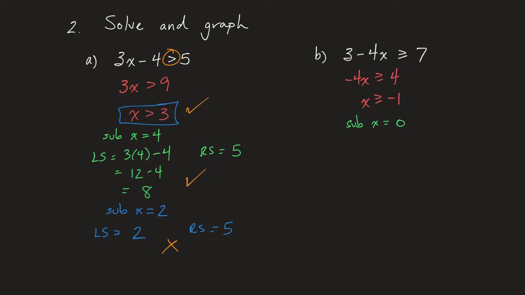So let's go ahead and check 0. 0 should work. On my left side, I'm going to get 3 minus 4 times 0, which is 3. On my right side, I'm going to get 7. I take a look back. Oh no. What that says is my left side should be greater than or equal to my right side, and 3 is not greater than or equal to 7. No. So I have a problem with that, and I made a mistake somewhere.